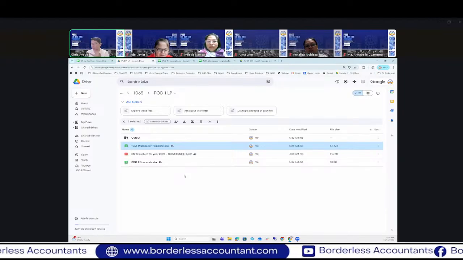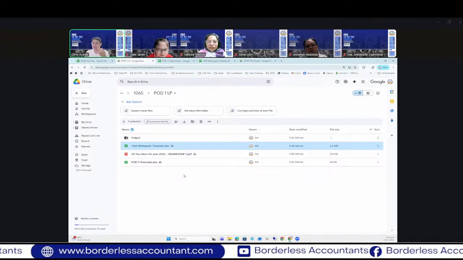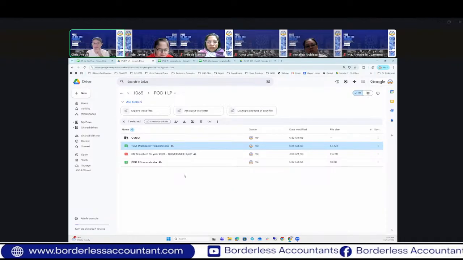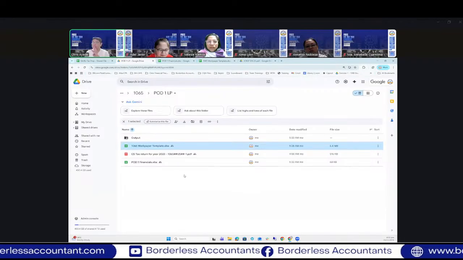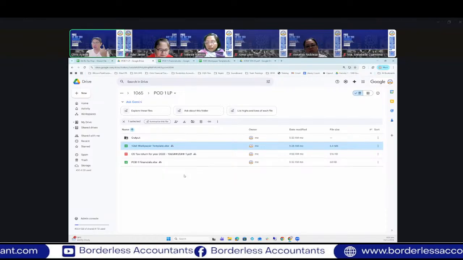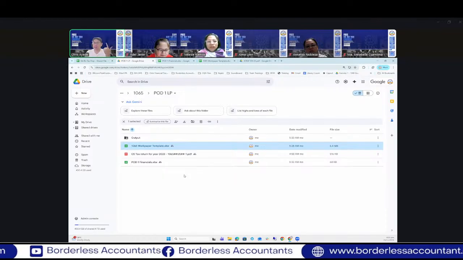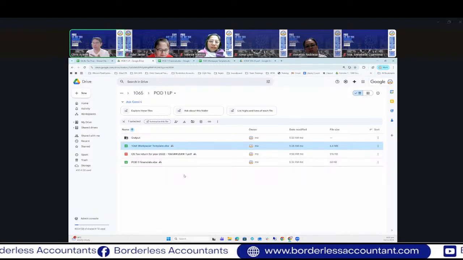So again, ProConnect, Lacerte, UltraTax, CCH, yun yung apat na medyo malalaking software. Pag maliliit, mga TaxSlayer, TaxAct, Drake, at saka yan, ProConnect.